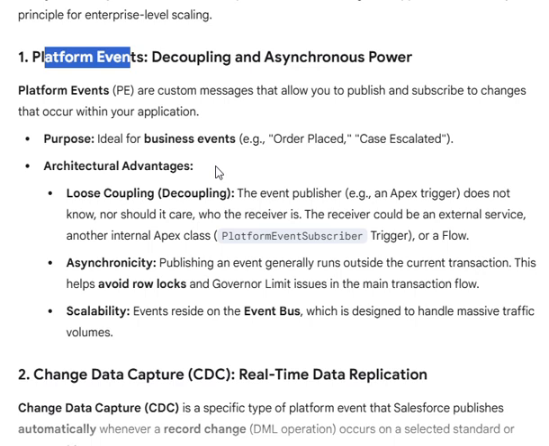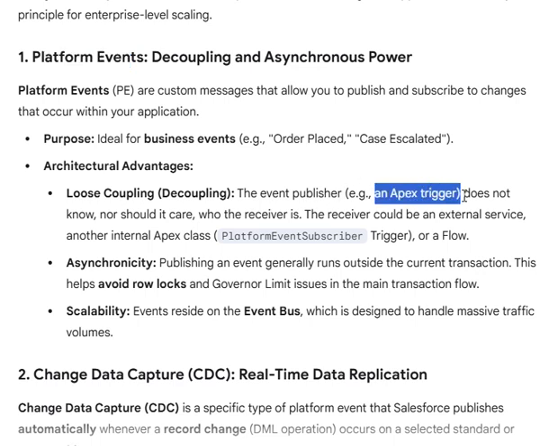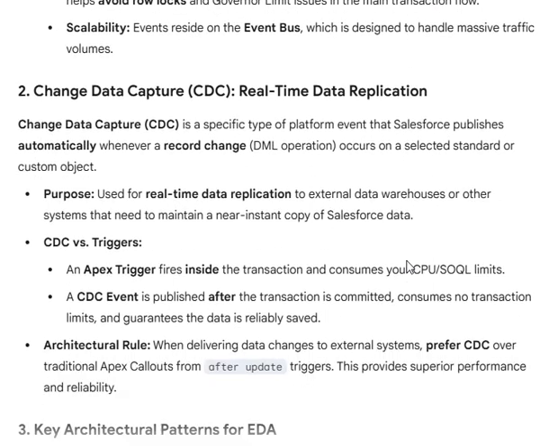And it's also loose coupling, decoupling. The event publisher, for example an Apex trigger, does not know or should not take care about what actually happens with this platform event, who receives it, who is subscribed, and so on and so forth. It might be some external system, another internal Apex class, or it might be Flow, or whatever is in our architecture.